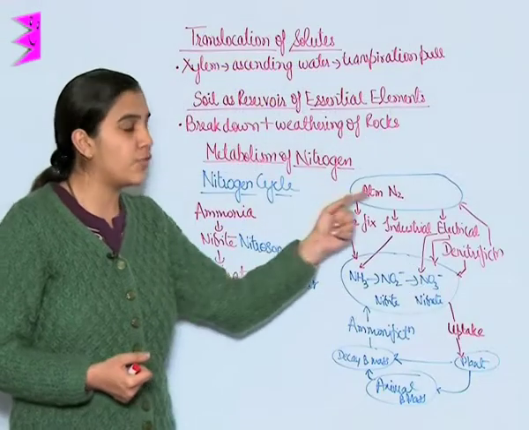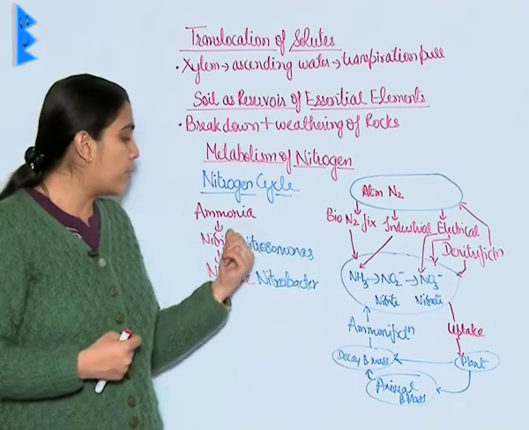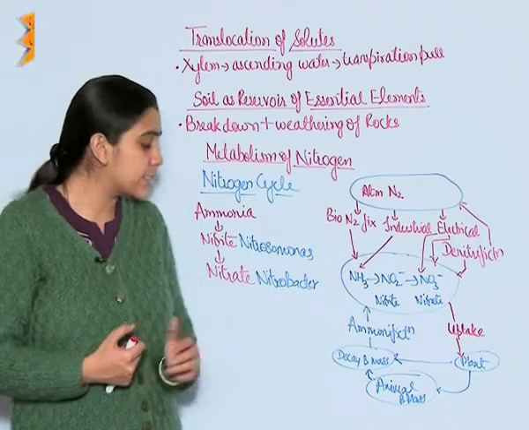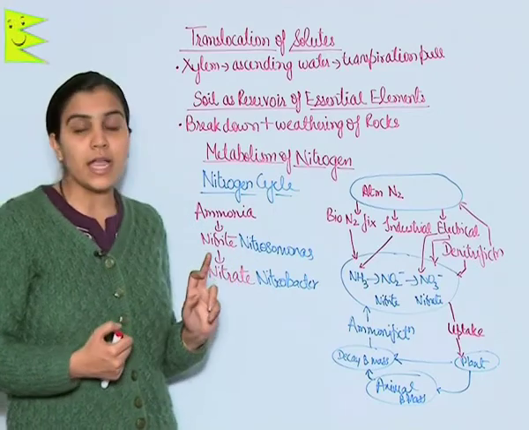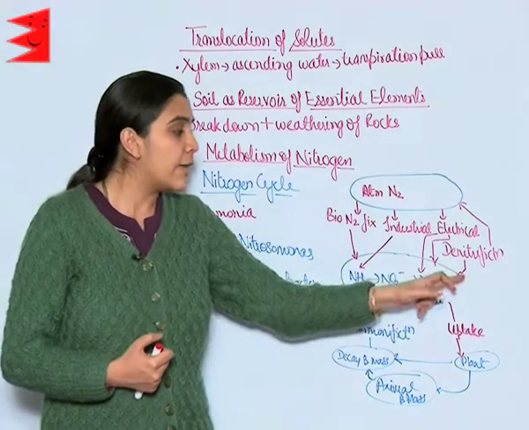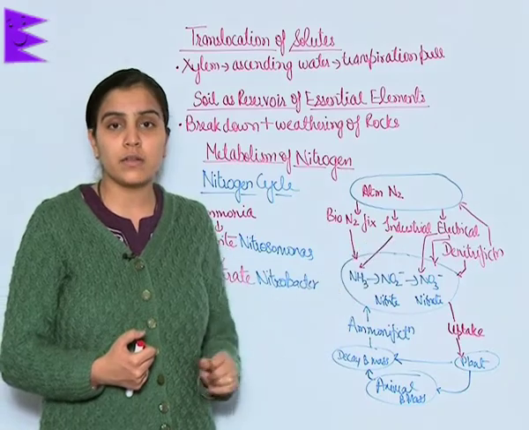First of all, atmospheric nitrogen is converted into ammonia. From ammonia, nitrites are formed. Nitrosomonas are responsible for this. And from nitrites, when nitrates are formed, Nitrobacter is responsible for it. And for this process of denitrification, Pseudomonas are responsible.